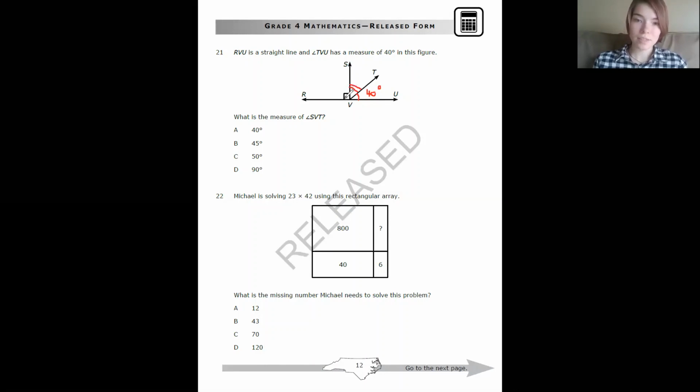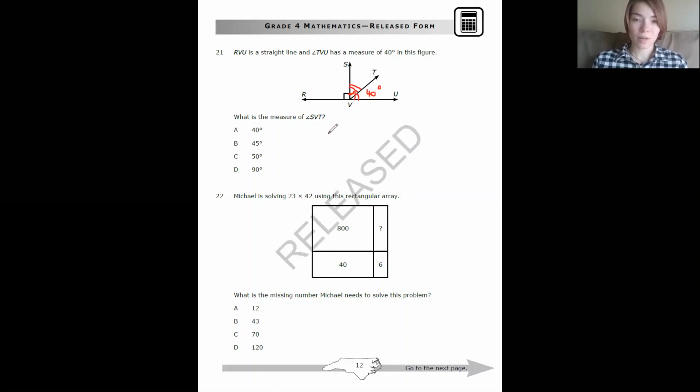Seeing this square here, we know that RVS is a right angle. Because that's a right angle, the ray VS must be perpendicular to the line RU. Since they're perpendicular, this angle here must also be a right angle. That means the entire angle SVU has to add up to 90 degrees, and that angle is split into two parts, angle SVT and angle TVU.